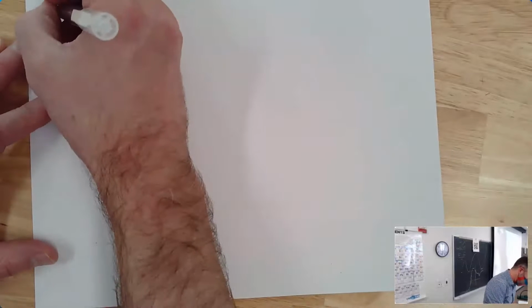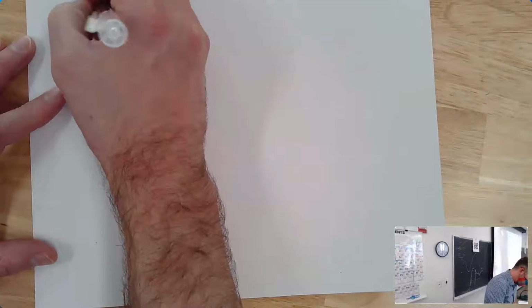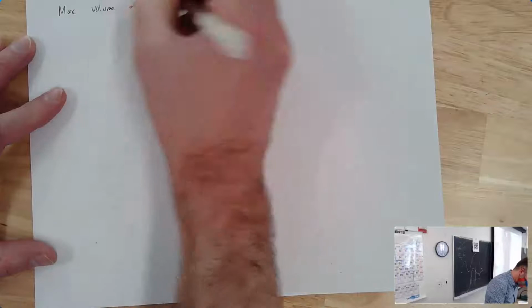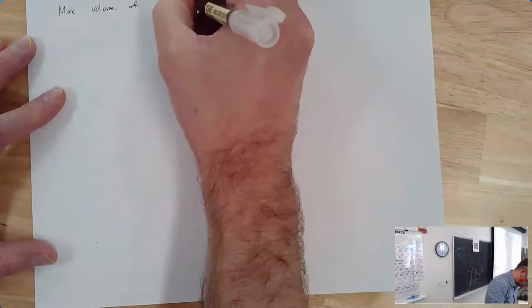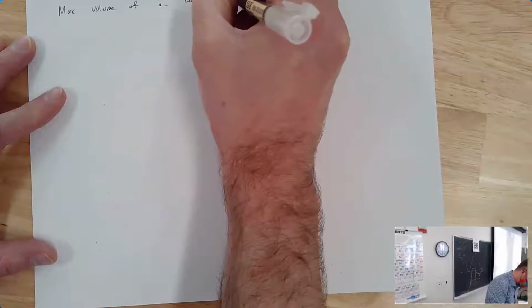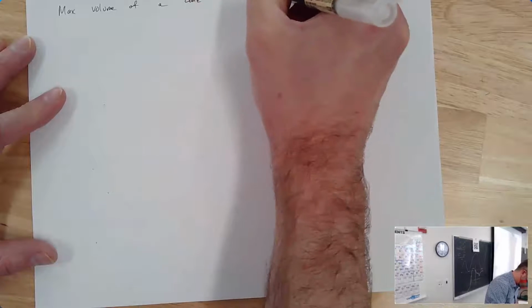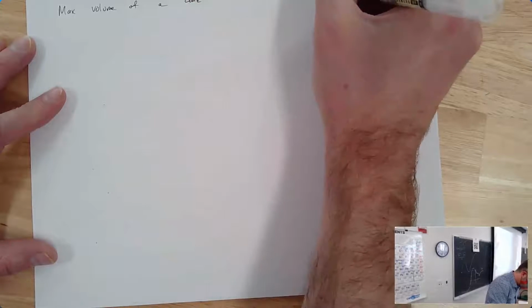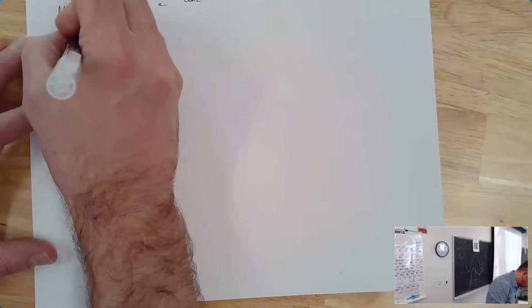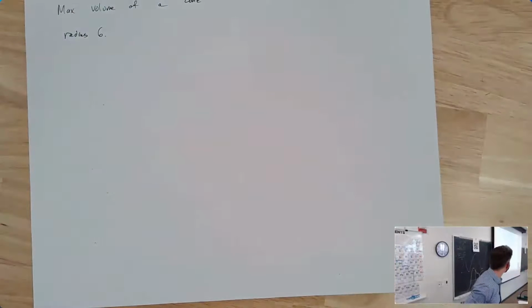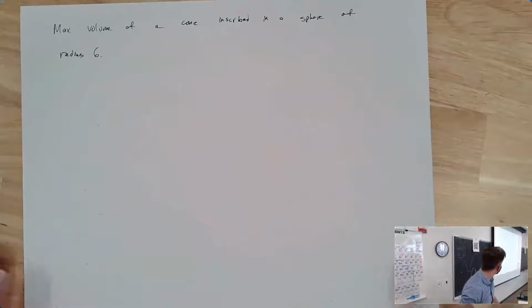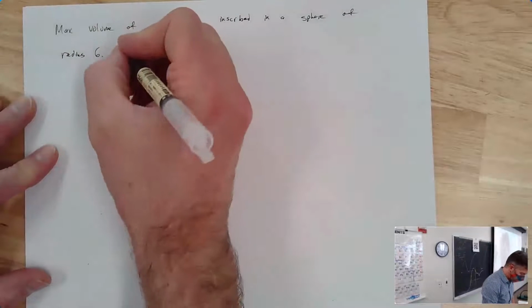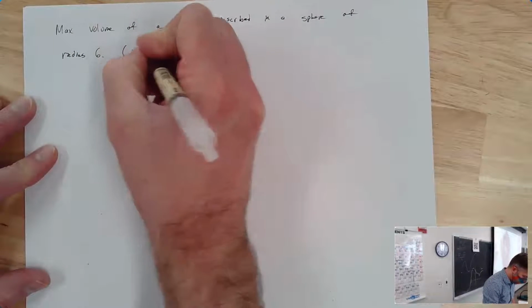So same sort of question. We want to maximize the volume of a cone inscribed in a sphere of radius 6. And of course, find the dimensions of said cone.